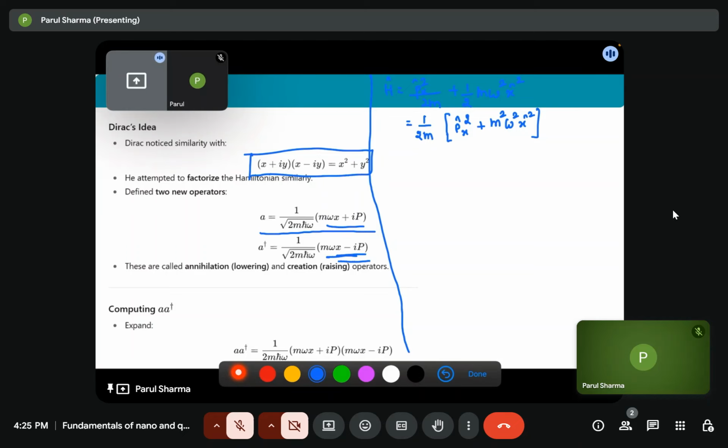So now we want to calculate the A A dagger product. So A A dagger equals 1 by 2m h cross omega, m omega x plus iota px, times m omega x minus iota px. Okay, next step: 1 by 2 h cross omega.